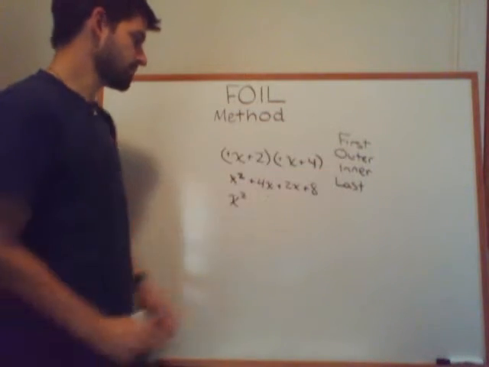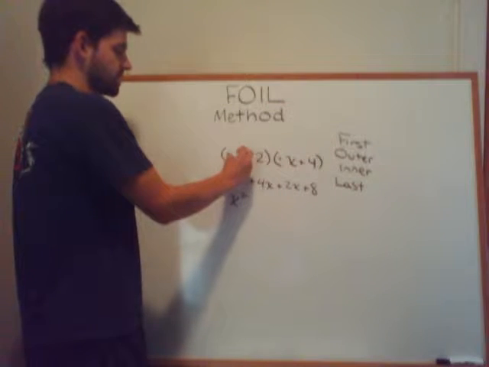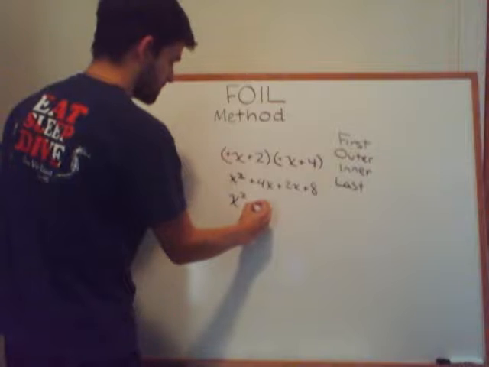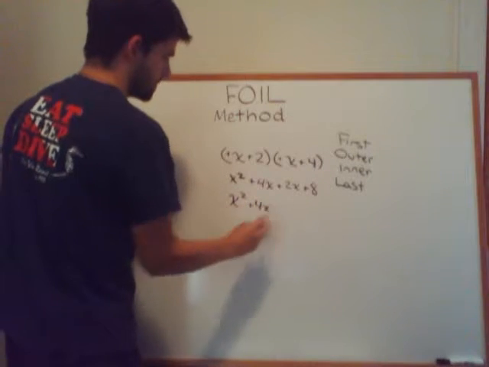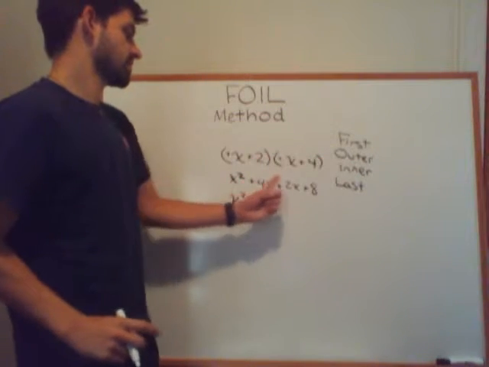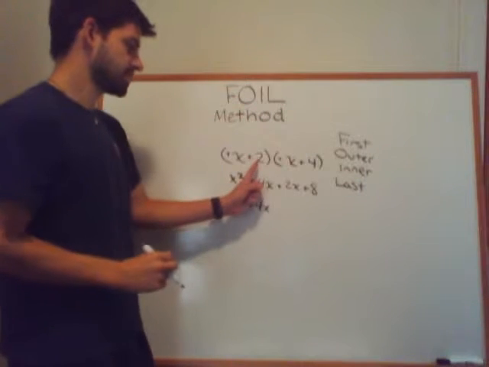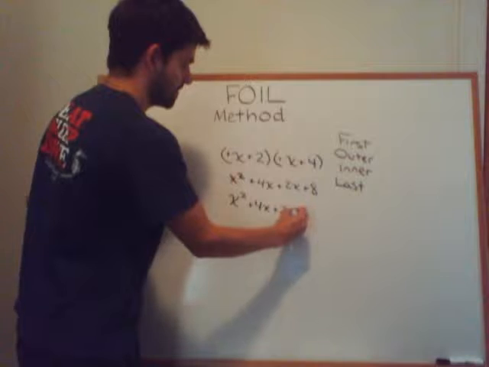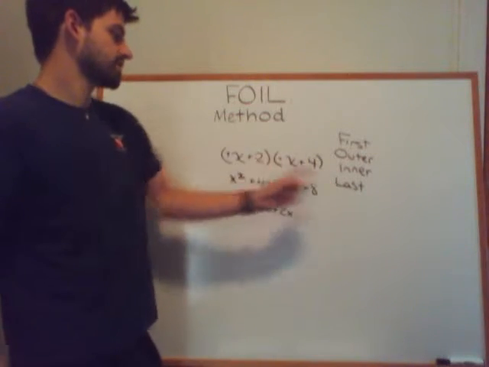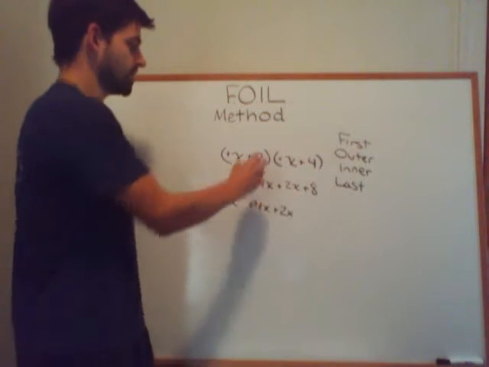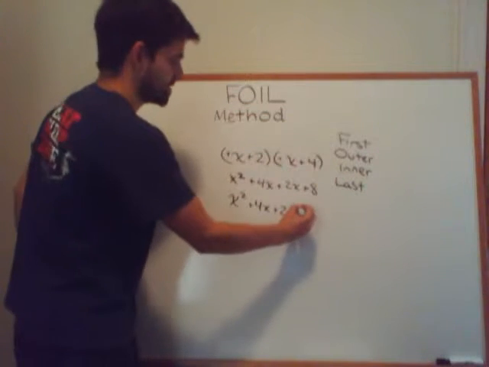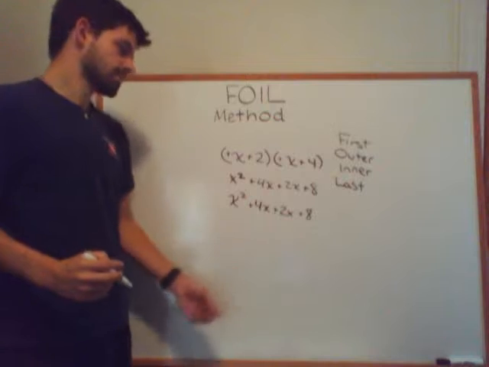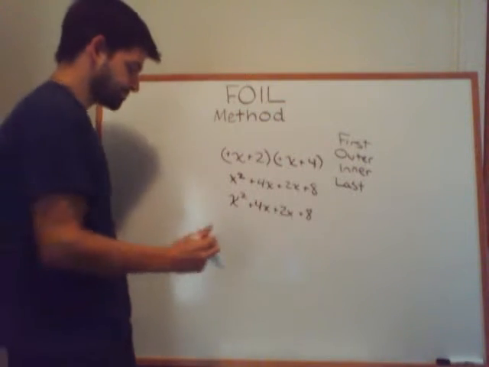Next we have the outer, which is x times positive 4, which is plus 4x. Next we have the inner, which is the inner parts of the binomial expressions, which is positive 2 times a positive x, which is plus 2x. And then last but not least, we have the last, which is the last parts of our expression. So positive 2 and positive 4 is positive 8. So as you see, it still works the same way as distributive property.